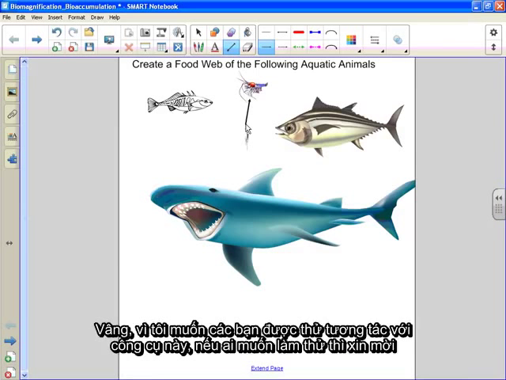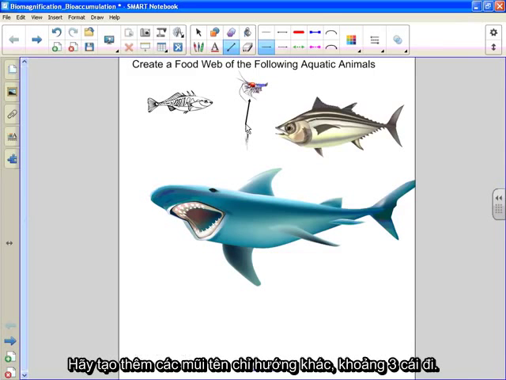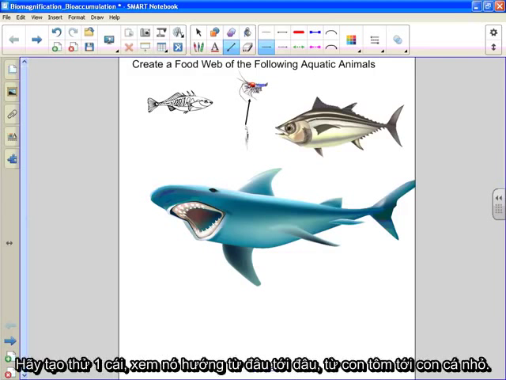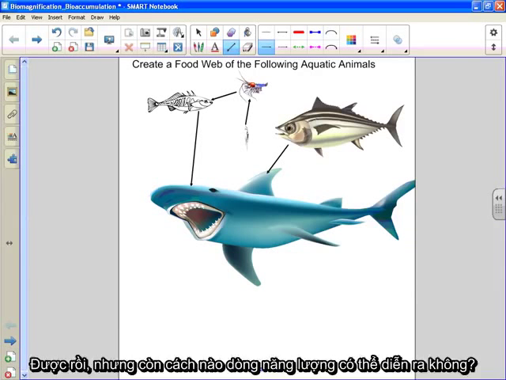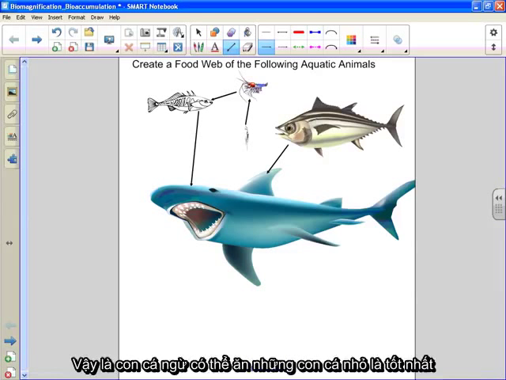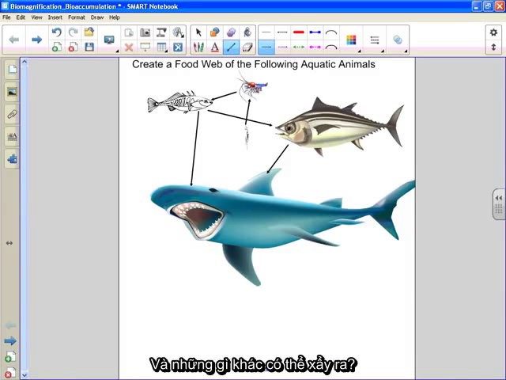Does anyone want to come up and try some? Go ahead. So make a couple of arrows showing direction. Show about 3 flows of energy. So go ahead and show one. So from where to where? So from the shrimp to the small fish, okay? Then from the small fish to the shark. Okay, where else? From the tuna to the shark. All right. Now, is there any other energy flow that can happen? So this tuna can eat the small fish as well. And what else can happen? So the tuna can eat the shrimp.